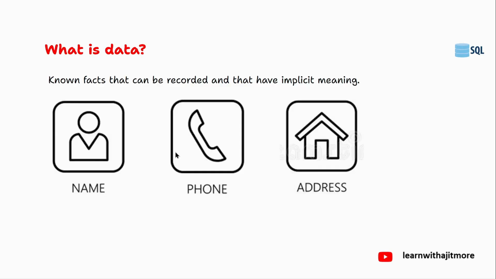So I hope the concept of data is clear. Data is known facts, meaning they are truth, they are true values. Now AI gives you hypothetical data also, but still it is meaningful. Whatever hypothetical data AI generates, if you see that data, it looks meaningful. And then that data you record.